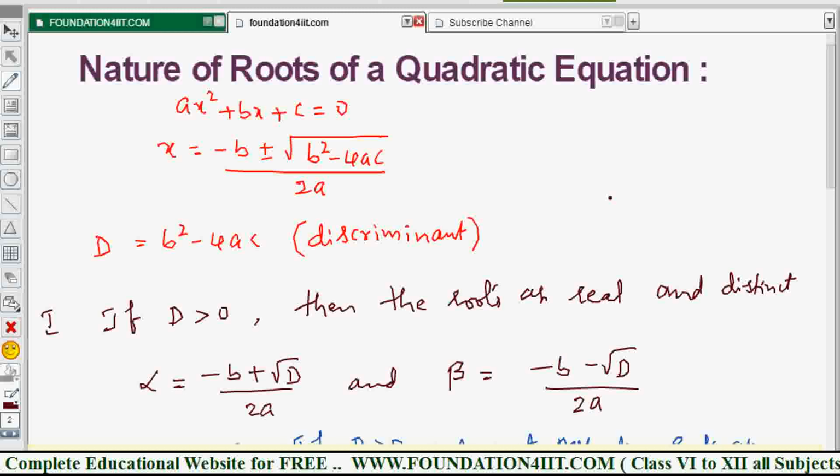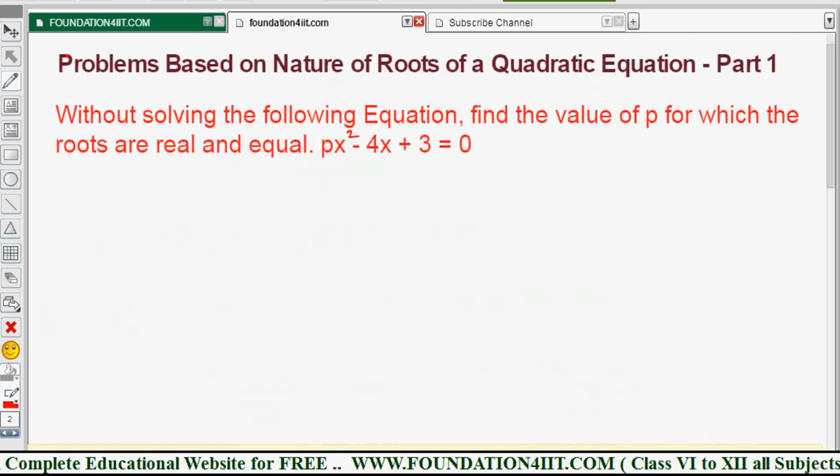Now how will the problems come, the problems based on the nature of the roots of the quadratic equation, how will they ask? So just 4 or 5 problems I'll explain. Now let us see. When we see the problems based on the nature of the roots of the quadratic equation, they'll ask questions like this.